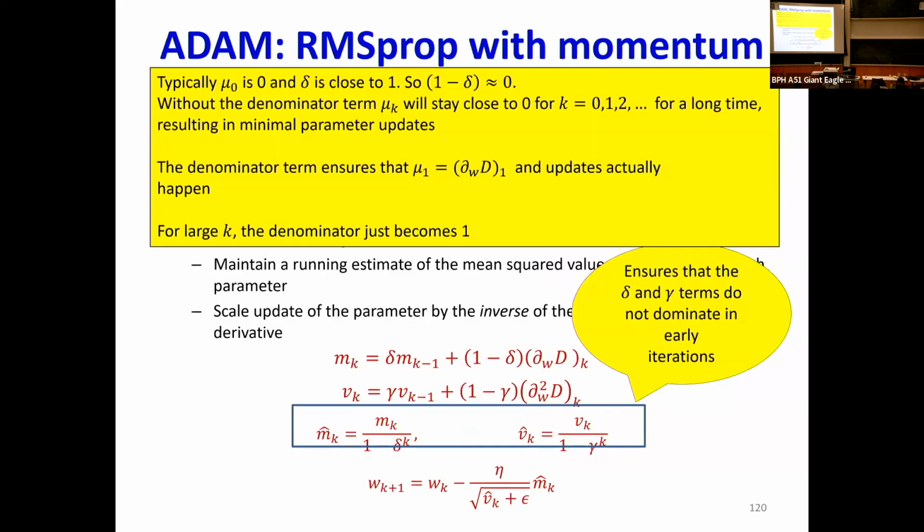So is this making sense to everybody? What we've done so far? Yes. Ask me about the delta and gamma on Piazza. I'll explain because I want to get done on time.